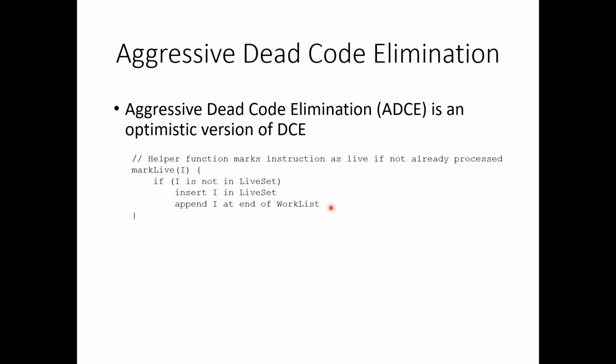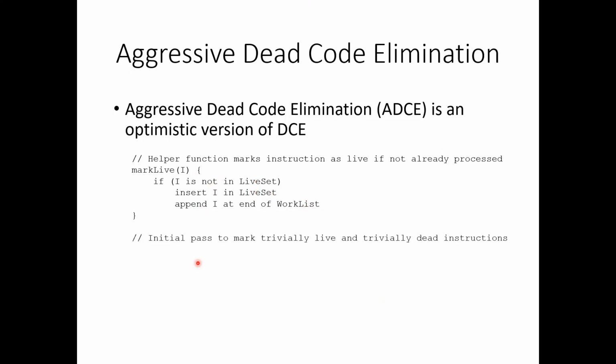So we have a set of all the instructions that are live, and we also have a work list of instructions that we just discovered are live, and we need to propagate that liveness information to the other instructions that are affected by this instruction. So whenever we mark an instruction as live, we check if it hasn't been live before, we insert it into the live set, and we append it to the work list. Now, having this markLive function, the aggressive dead code elimination works as follows.